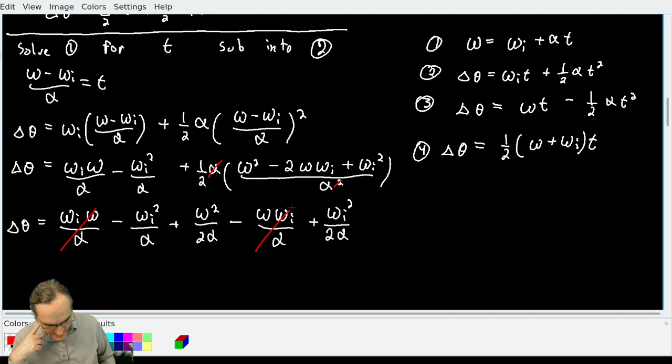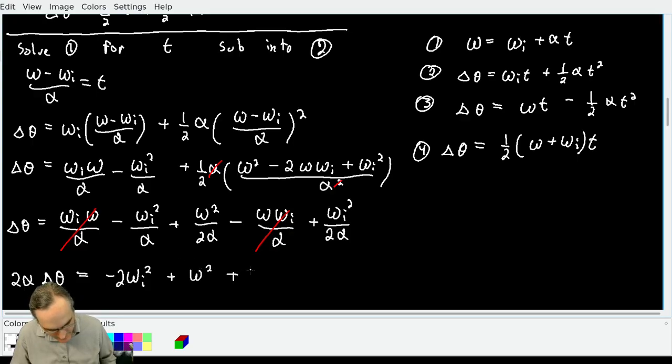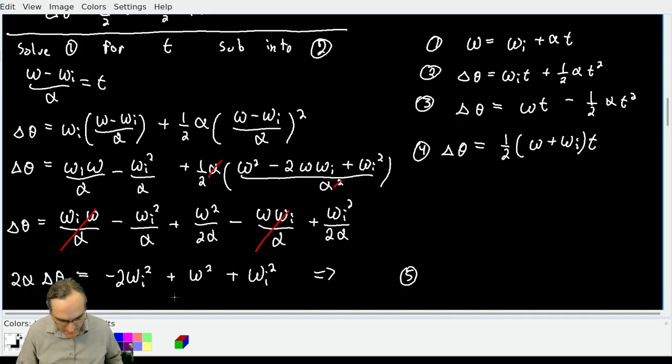All right, from there, I think the next thing I'm going to do is multiply it through by 2 alpha to get it on to the other side. So 2 alpha delta theta, and then it will be equal to minus omega squared times 2, I guess, plus omega squared plus omega initial squared. Last step. A minus omega initial squared plus omega squared, that's just going to be a minus omega initial squared, so we get 2 alpha delta theta is equal to omega final squared minus omega initial squared.